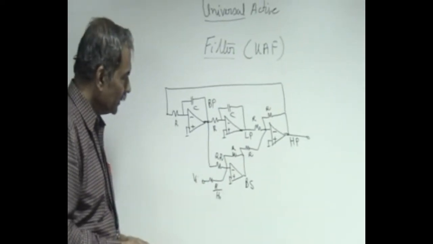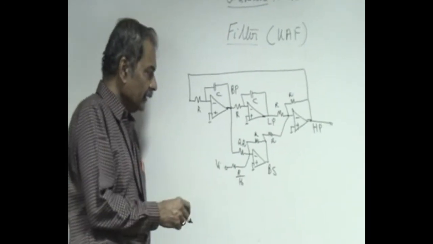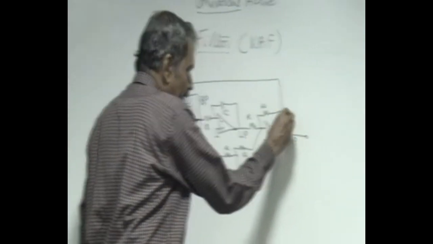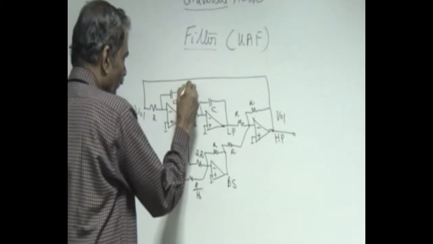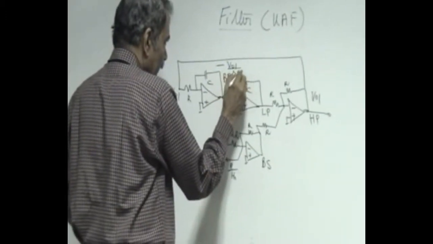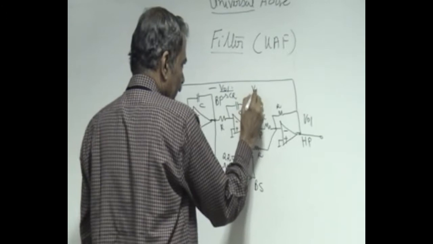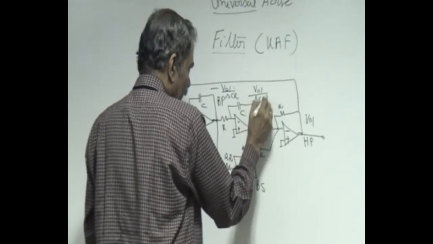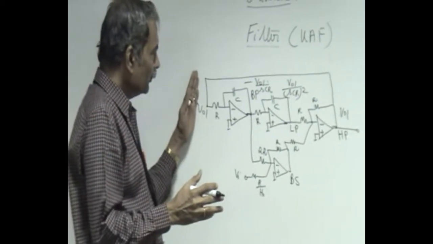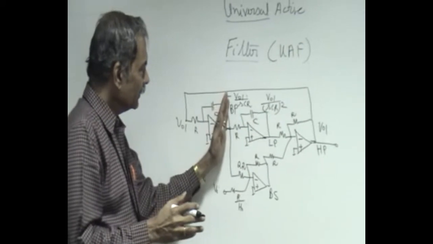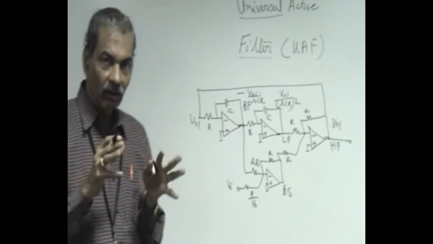Why is it called universal and what is so good about this filter? If Vi is applied here, and let us say V01 is the output here, this V01 gets integrated and appears as minus V01 by SCR here. Integrated a second time, it gives you plus V01 by SCR square. So from a basic input we are getting the once integrated and twice integrated states, so that we can set up a second order differential equation.